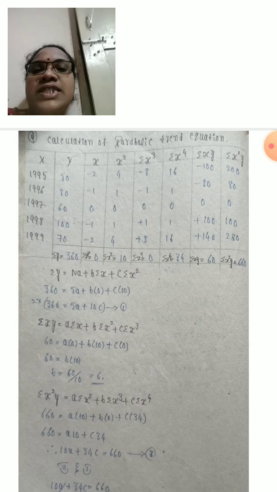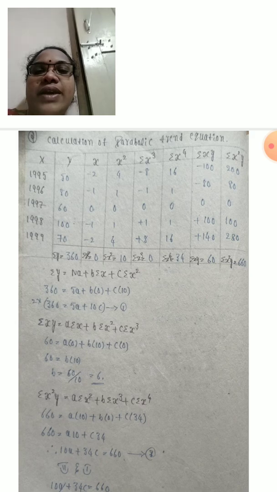Now sigma x cube. X into x into x, that is x cube. 2 into 2, 4, 4 2s are 8, -8; -1; 0 into 0, 0; 1 into 1, 1; 2 2s are 4, 4 2s are 8. The total of sigma x cube is 0.